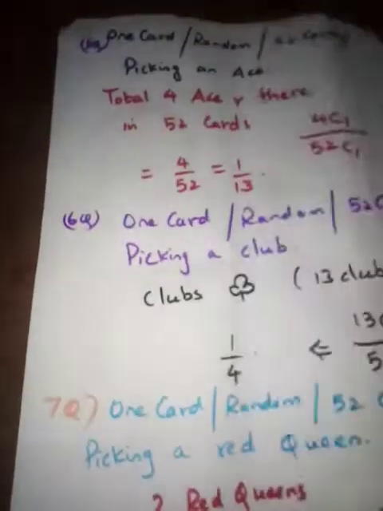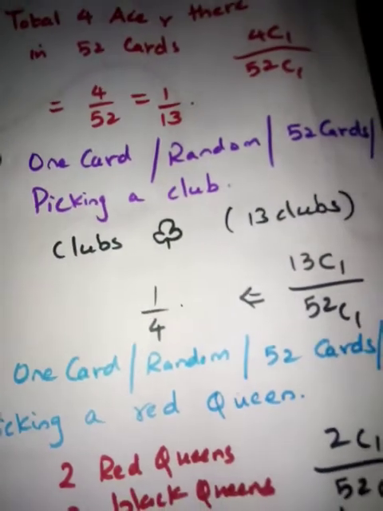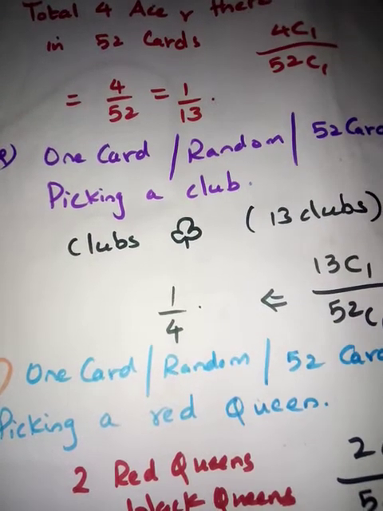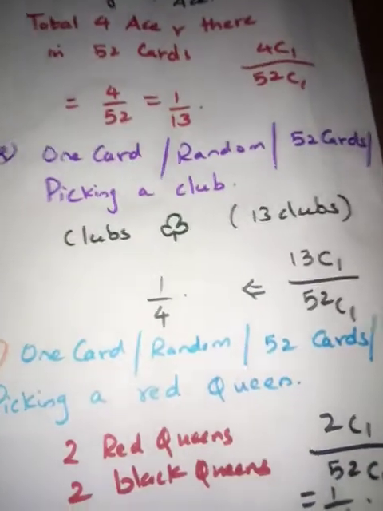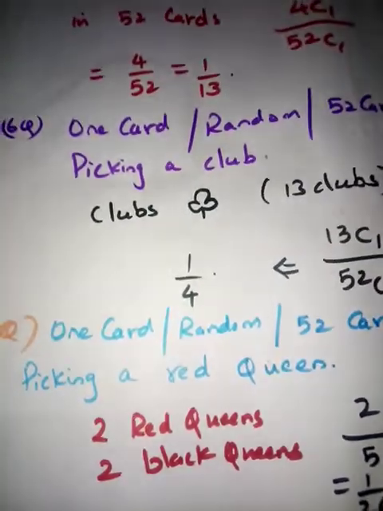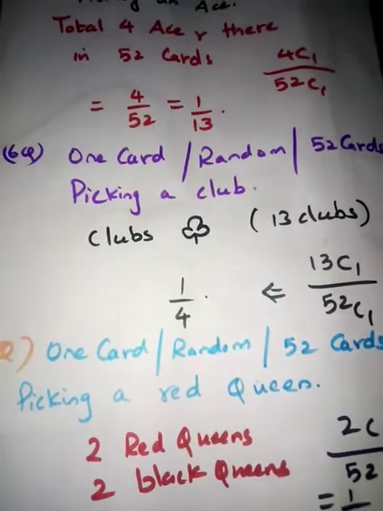If you see the question, one card is drawn at random from 52 cards. What is the probability of picking a club? I have shown the clubs in the diagram here itself. There are 13 clubs, so from these 13 we can take one. So 13C1 by 52C1. 13 into 4 is 52, so that is nothing but 1 by 4.